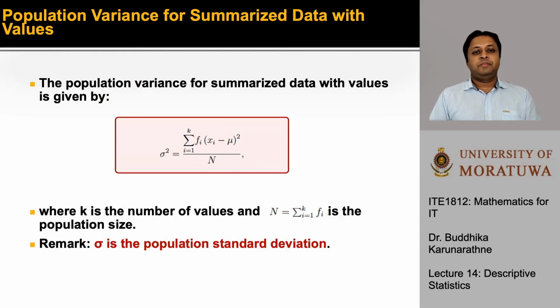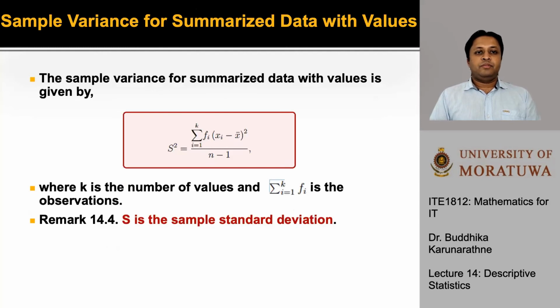Here you introduce the term frequency. Sigma squared, which is the variance, is the summation of fi times xi minus mu squared divided by n, which is the population size. So k is the number of values, and n is the population size. Once again, similarly as before, sigma would be the population standard deviation.